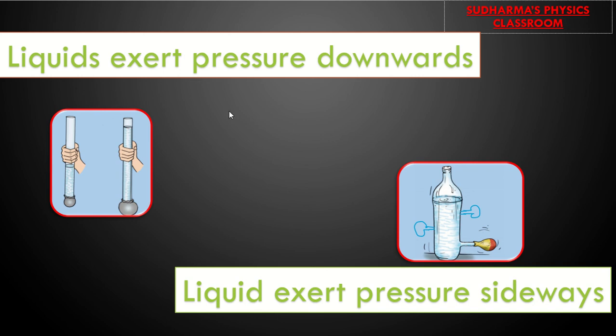So two properties of liquid pressure we have understood already. Liquid exerts pressure downward, liquid exerts pressure sideways. Clear? So these are important properties of pressure exerted by liquid.